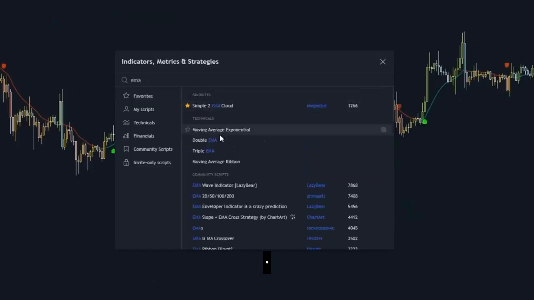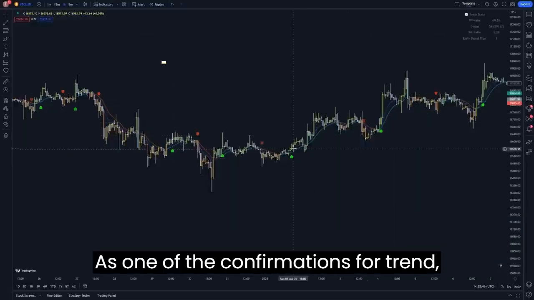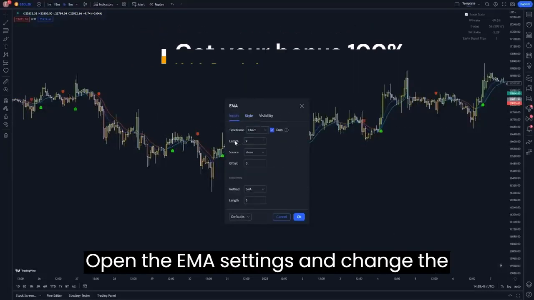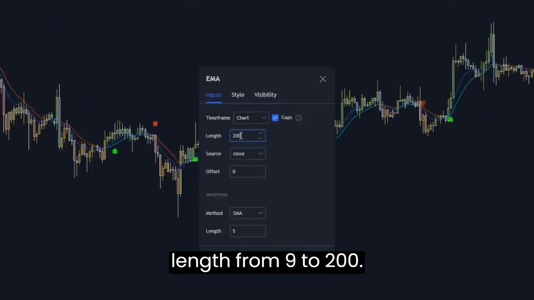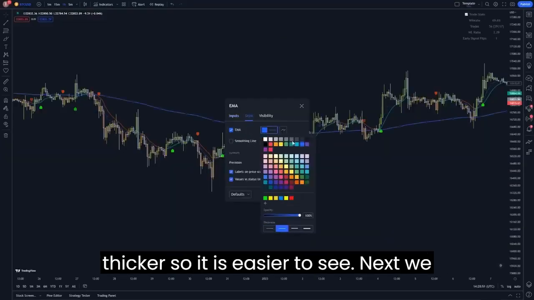This time, you'll want to type in EMA, and we will use this as one of the confirmations for trend. I'm sure you've all used these before. Open the EMA settings and change the length from 9 to 200. You can also make the EMA line a bit thicker so it is easier to see.